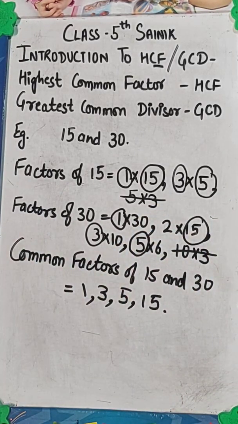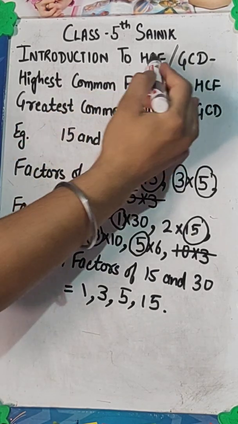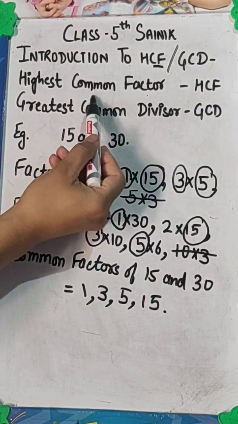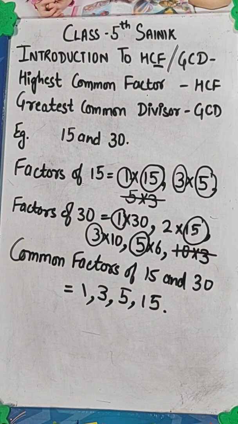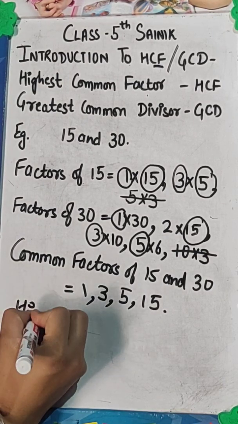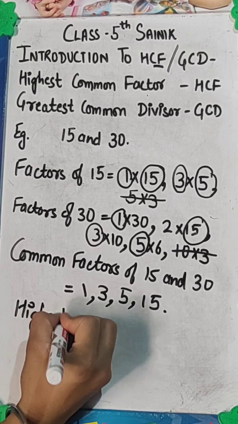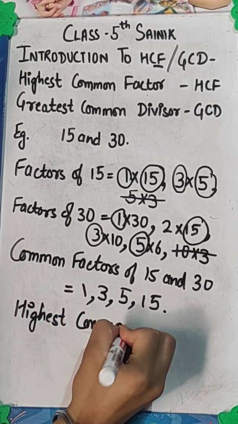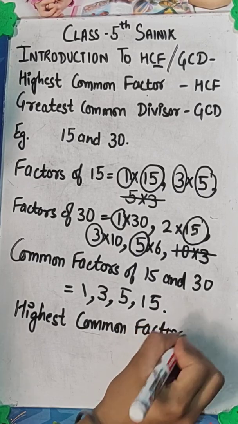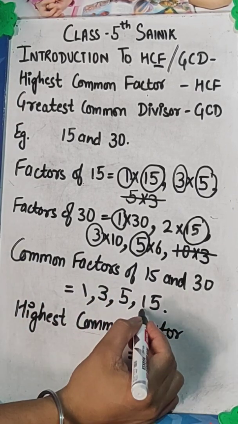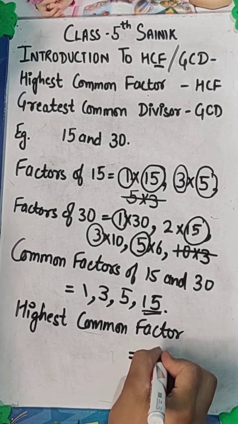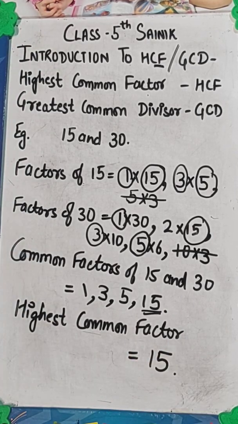Now our factors got completed. We write all the common factors. We have written all the common factors. Now common factors are done. Now we have to take the highest common factor. Now among the common factors, from these ones you have to take the highest common factor. So from these factors you can see that highest common factor is 15. 15 is the biggest. So highest common factor is 15. Means our answer is also 15. Means HCF of 15 and 30 is 15.